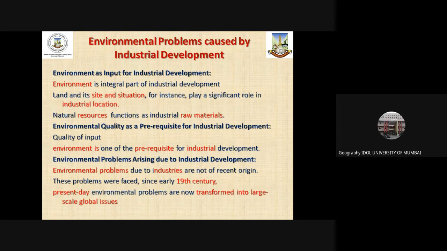Land has its importance in terms of site and situation for finding the best possible location for an industrial establishment. Various kinds of natural resources function as raw material for industrial processing. Environmental quality is also an important prerequisite for industrial development. For quality input, the environment is also a prerequisite for industrial development.